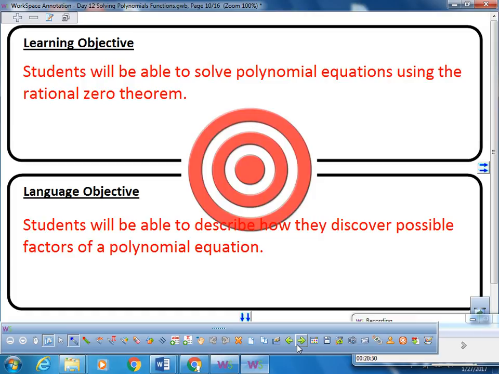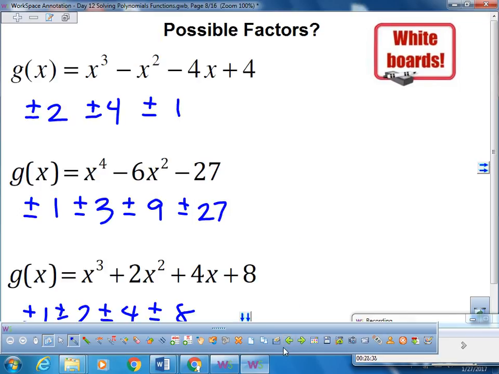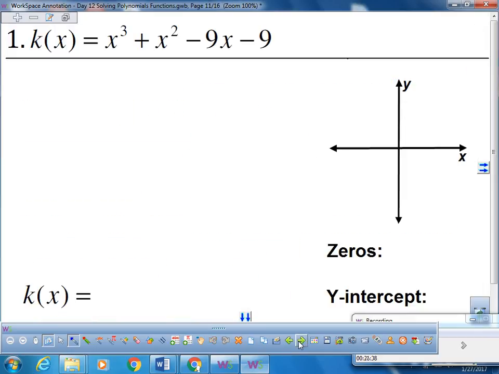Okay? All right. So students will be able to solve polynomial equations using the rational zero theorem. That's what we were just using right now. That's the rational zero theorem. That's where I was finding the possible zeros. Just a fancy word. All right. And we're going to get more in depth in it on Monday. All right, so my possible zeros.